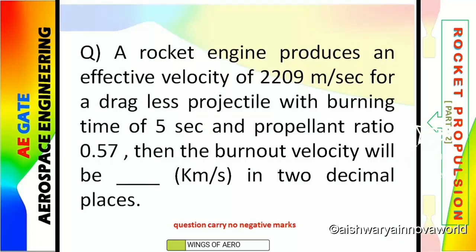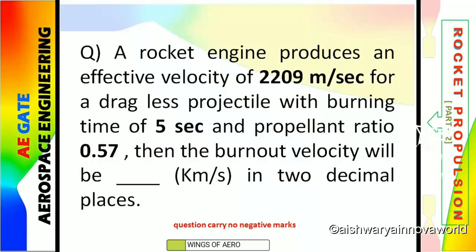A rocket engine produces an effective velocity of 2200 meter per second for a dragless projectile with a burning time of 5 seconds and propellant ratio 0.57. Then the burnout velocity will be how many kilometer per second, in 2 decimal places? So what is the given data? The effective velocity VE, burning time TP, and propellant ratio, which you can write as tau or phi, or MP by M0, and we have to find the burnout velocity.